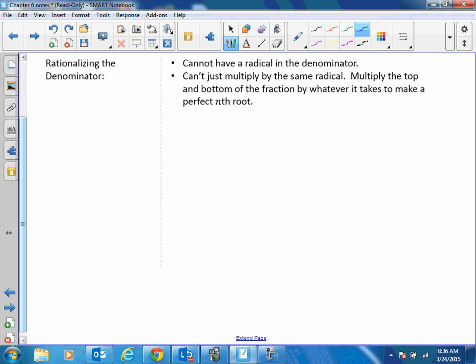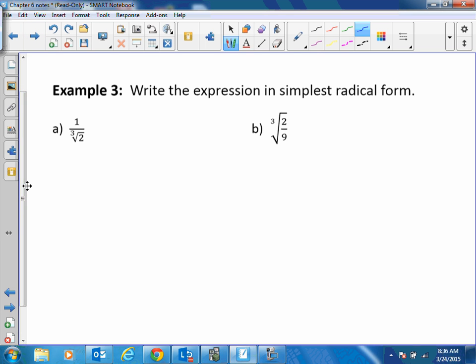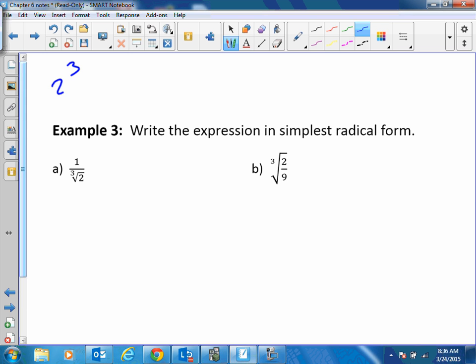Because this isn't something you can just put in the calculator. You kind of have to know which numbers you need to find to get the nth root. Okay? So on this one, we have 1 over the cube root of 2. Now, cube root of 2 is not a perfect cube, but what is a perfect cube? When you think about the perfect cube list, you think about, 2 cubed is 8. So if I can get it to 8, I know 8 is a perfect cube, so that's what I'm going to try and get it to.